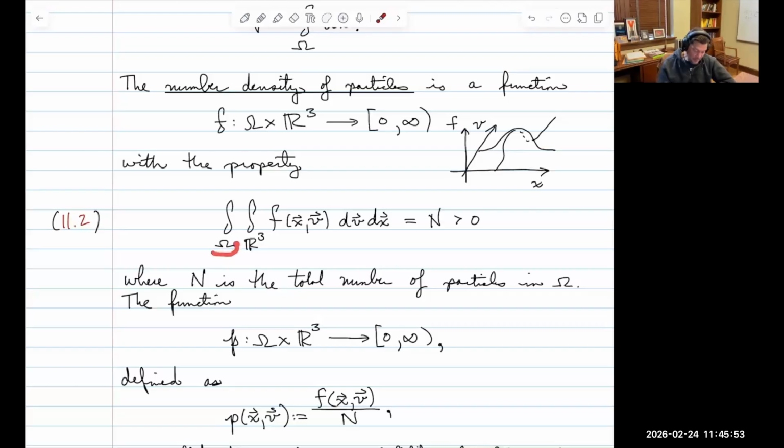So the integration over the physical space omega is just a three-dimensional integral, 0 to L, 0 to L, 0 to L. But this density here is a function of both space and velocity space, real space and velocity space. For this integral here, I have to integrate in three dimensions from minus infinity to infinity. So this is a triple integral, minus infinity to infinity.